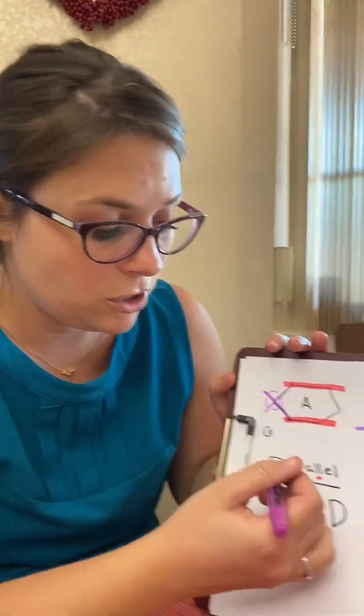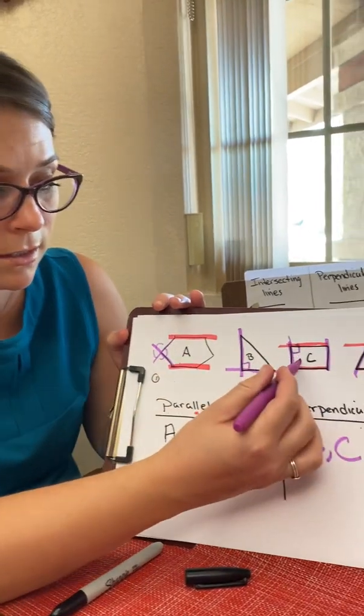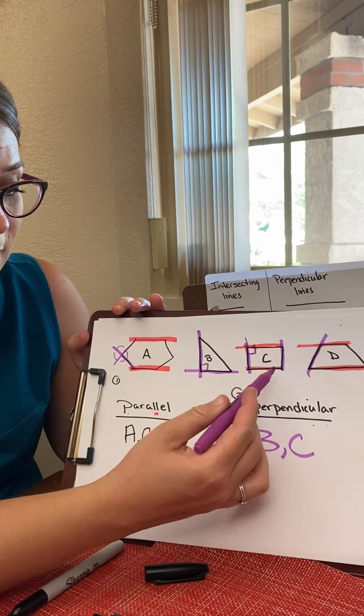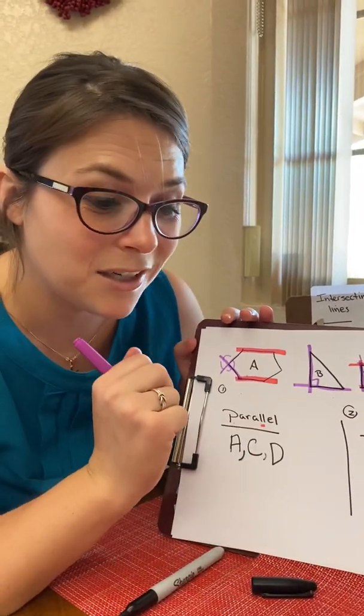So once again, your first question was which ones were parallel, which were shapes A, C, and D, and which ones are perpendicular, B and C. So C was actually used in both categories.